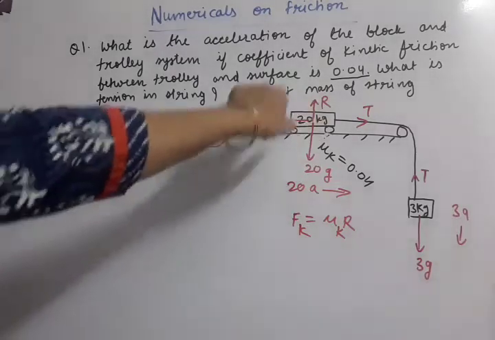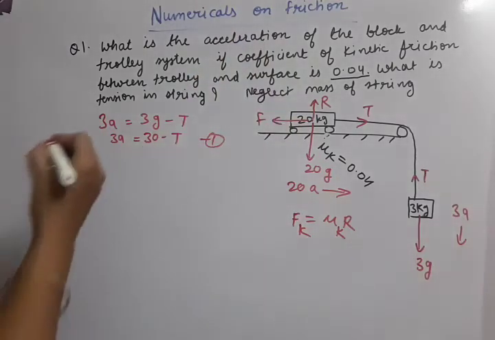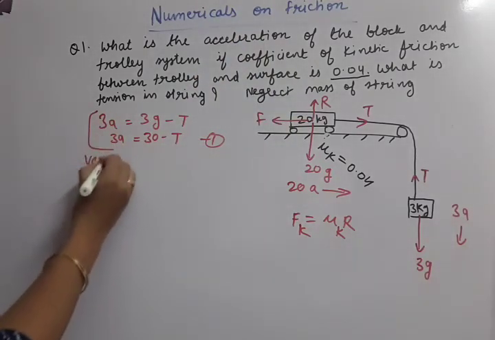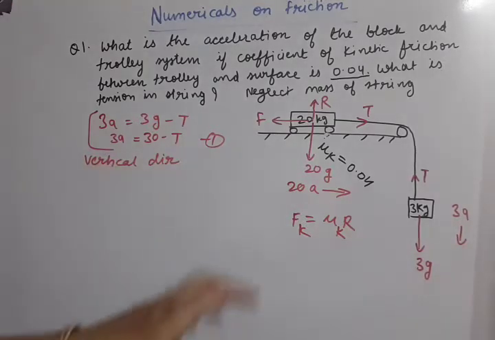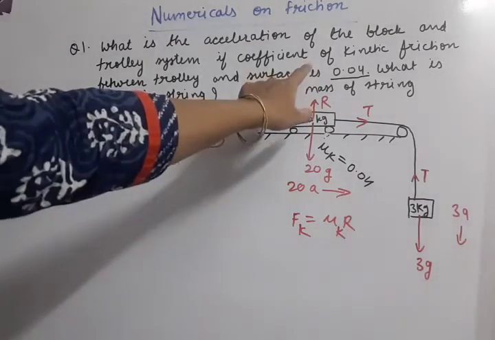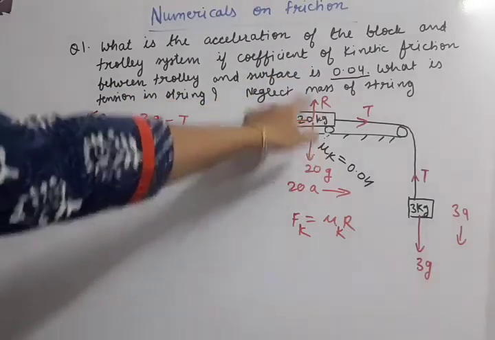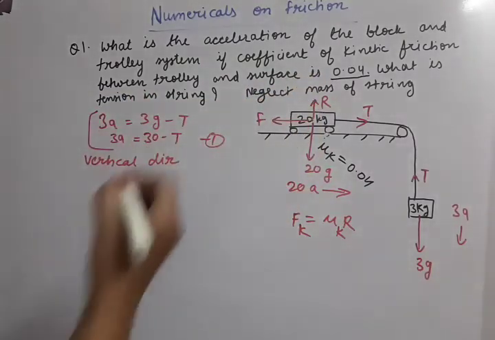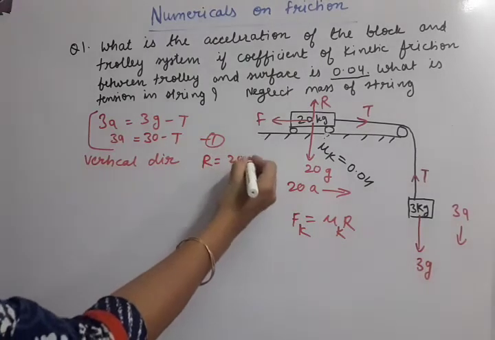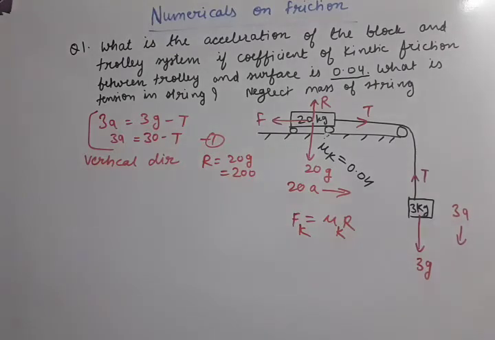Now let us make the equilibrium equations for this system. First of all, the vertical direction. In the vertical direction, how many forces are acting? R is upward and 20g is downward. Because this object is not moving in the vertical direction, R and 20g cancel each other. So the first equation is R equals 20g. If I put g as 10, it will become 200 Newton. So the reaction force is solved this way.